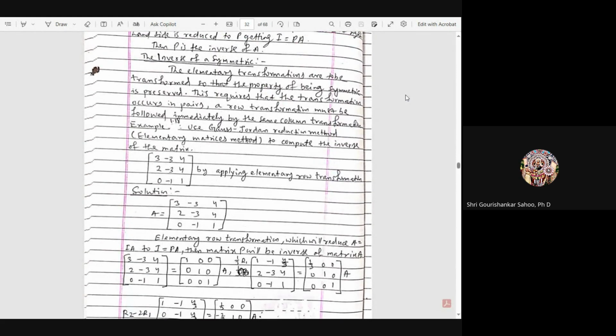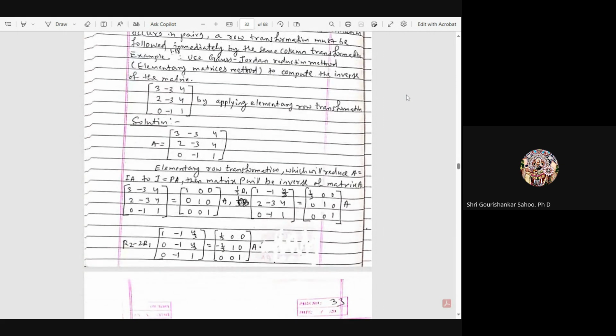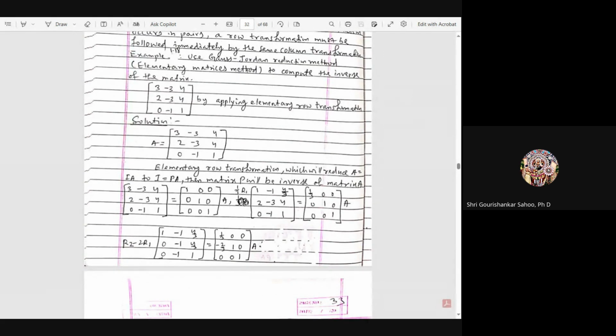A row transformation must be followed immediately by the same column transformation. Here is an example. Use the Gauss-Jordan reduction method or elementary matrix method to compute the inverse of a matrix. The matrix is [3 -3 4; 2 -3 4; 0 -1 1]. Now the elementary row transformations which will reduce A to I: I is equal to PA, where the matrix P will be the inverse of that matrix. For that you write A = [3 -3 4; 2 -3 4; 0 -1 1] is equal to I, that is [1 0 0; 0 1 0; 0 0 1], multiplied by A.